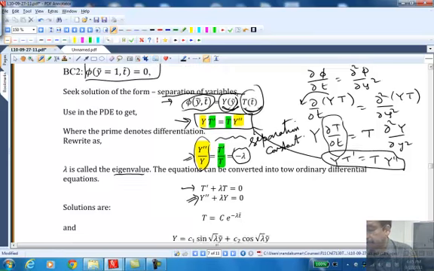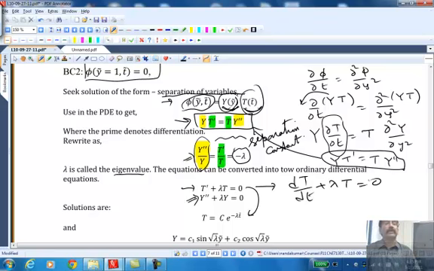What is the solution for the first equation? That you should know by simple inspection, because it's a first order linear equation. So this is essentially dT/dt plus lambda T equal to 0. The solution for that is something like C e to the power minus lambda t. Okay? C is an integration constant here.